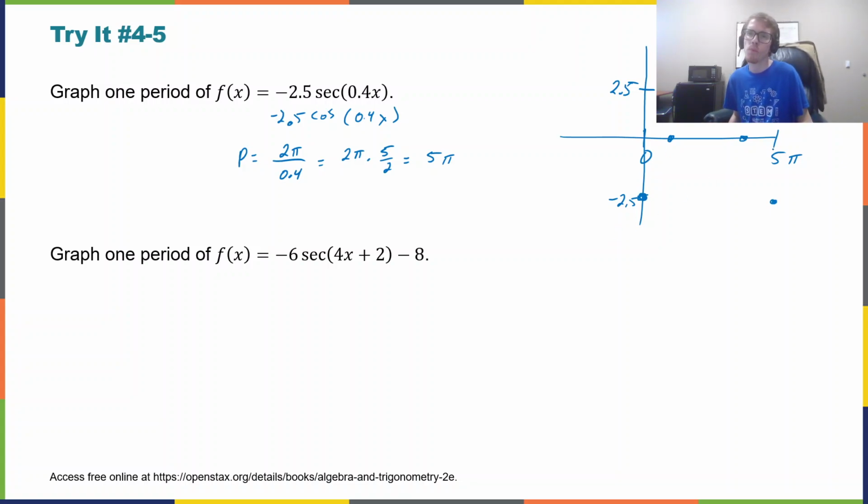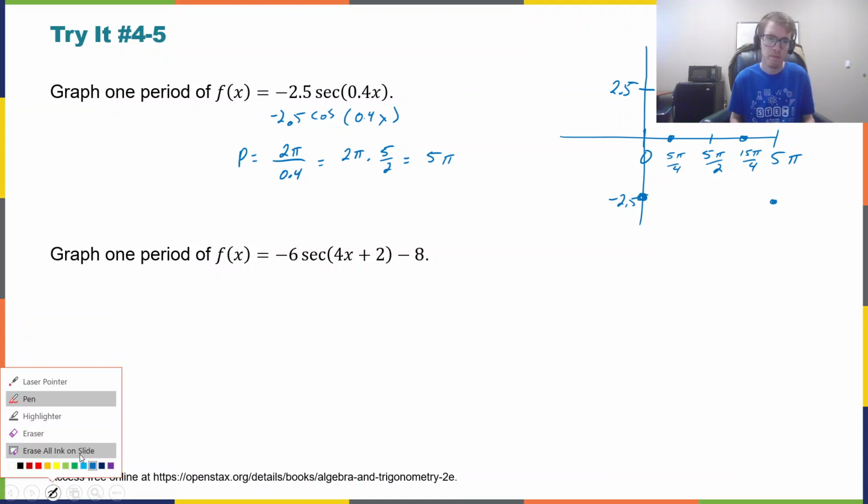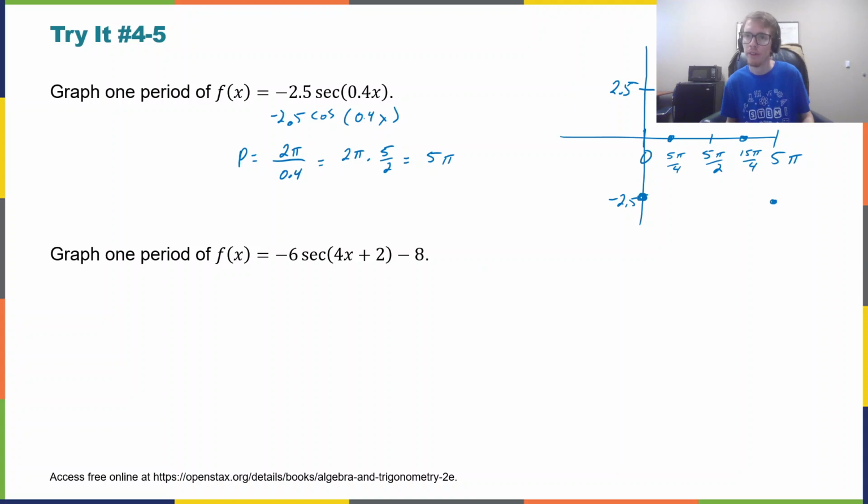All right, now to actually find out what those values are, halfway between 0 and 5 pi is 5 pi over 2. This would be 5 pi over 4, and then that will be 15 pi over 4, if you need that. So I'm going to plot these points, but remember what I said. Whenever cosine is 0, this graph has asymptotes. So I will have asymptotes at 5 pi over 4 and 15 pi over 4.